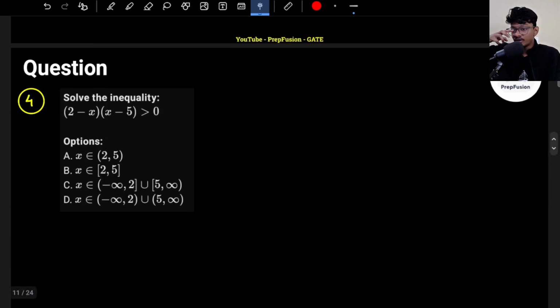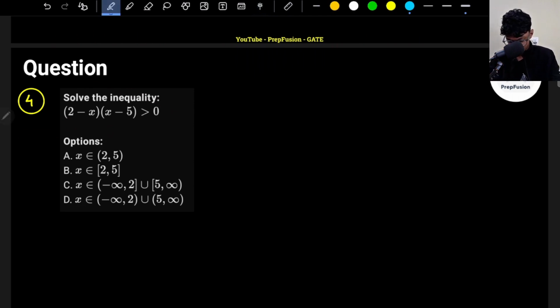Okay, now let's solve a bit different kind of question. We have to solve the inequality. This is in factorized format, but one thing is different. This is 2 minus x and not x minus 2. So will anything change in our answer? We'll see. Again, I will write the critical points. What are the critical points? This is already in the factorized format, so my critical points will be at x equal to 2 and x equal to 5.